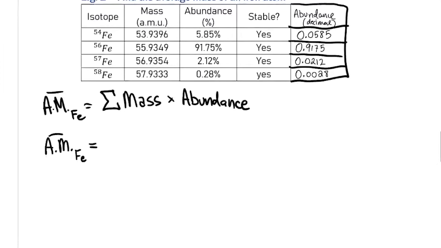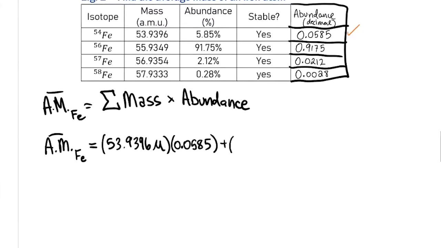All right, so if we look here, our first isotope has a mass of 53.9396. I'm going to mention something you haven't seen before: the atomic mass unit is sometimes written with just this u as its symbol. And its abundance is 0.0585. All right, that's the first isotope taken care of. Then sum means add together. So we're going to add the next one.